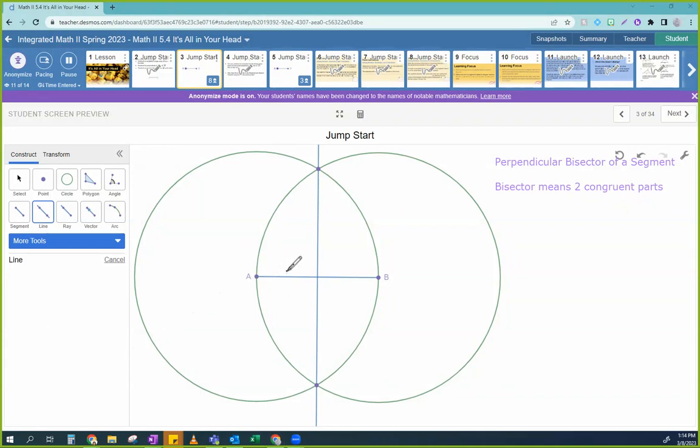I like to mark my perpendicular bisector by saying, hey, you are congruent to you, and you are perpendicular. This guy is saying to you all, hey, I'm the perpendicular bisector, perpendicular, look, congruent part, for this segment AB. Got it? Questions on that? Awesome.